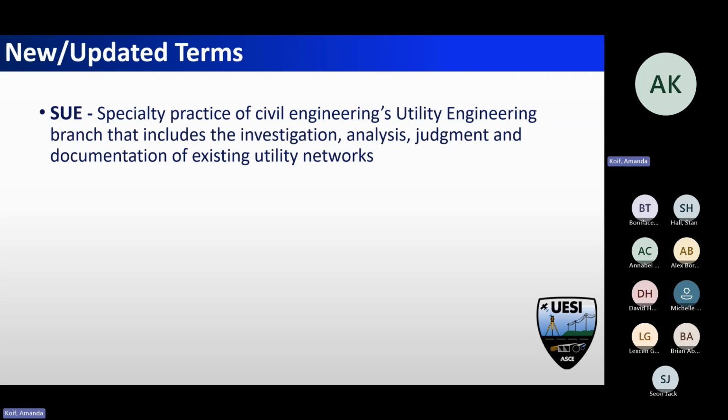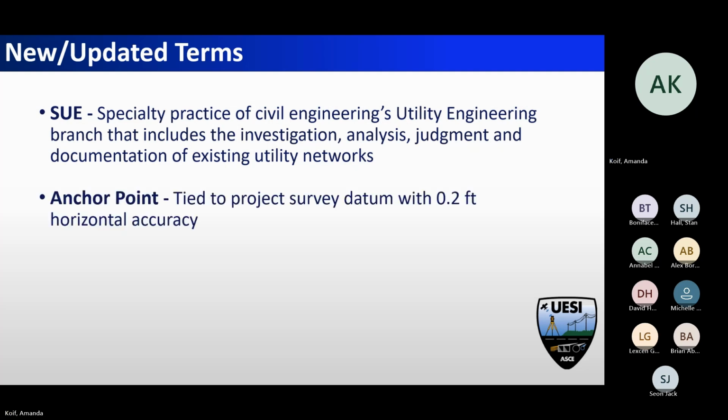So it's a specialty practice of civil engineering, utility engineering branch that includes investigation, analysis, judgment, and documentation of those existing utility networks. And a utility network is the piece that goes from the underground even to the overhead. So it's the entire system itself. It's not just what's underground. Then the judgment piece, we'll talk about that a little bit later on, when you apply a quality level, what judgment goes involved with doing that.